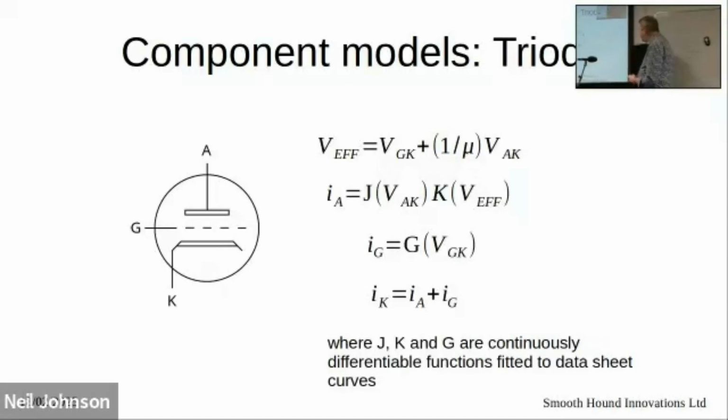For the gate current, it's 0 if the gate is negative. We'll go into some more interesting stuff with the pentodes in a short while, but that has a fairly similar effect. As the gate goes positive, you start to get current drawn into the gate.